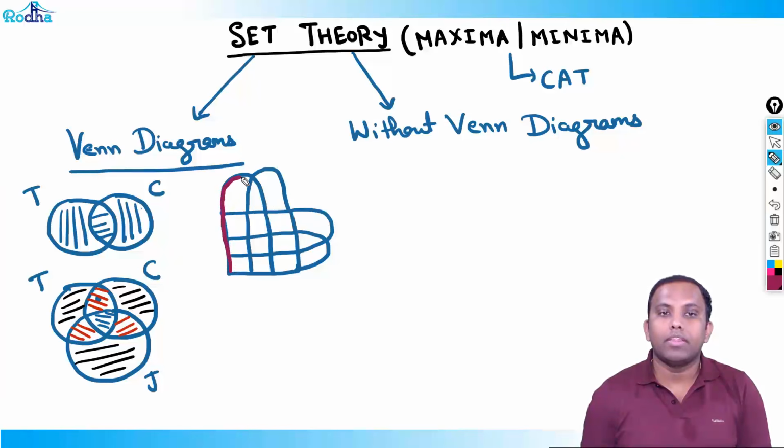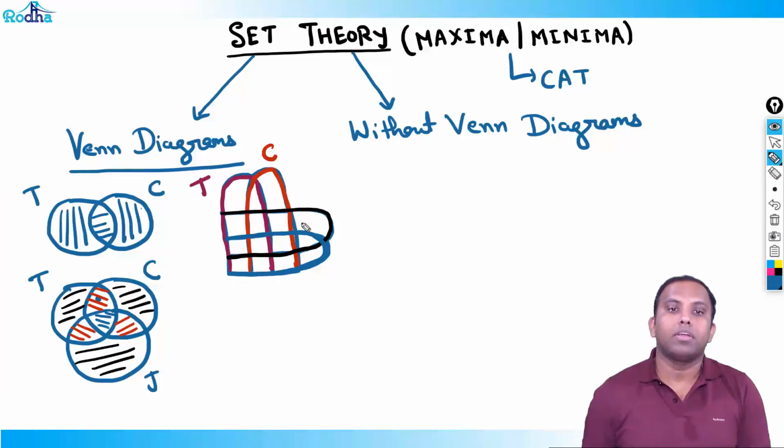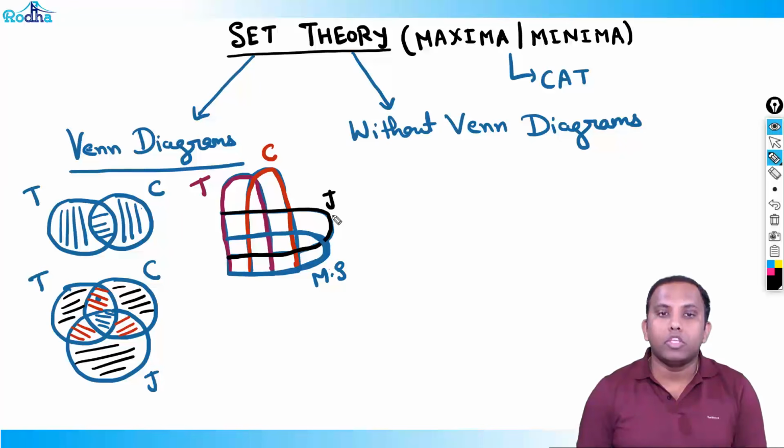people drinking tea. This part denotes people drinking coffee, this whole part. This part denotes people drinking juice, and this part denotes people drinking milkshakes. So this part is juice and this part is milkshake.